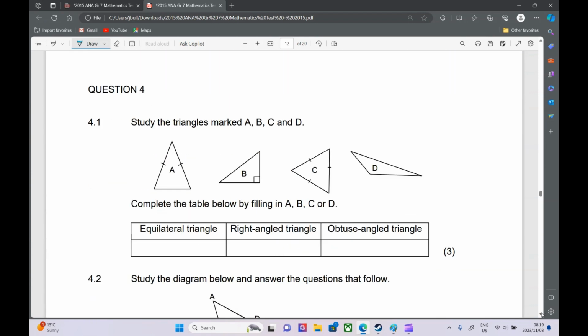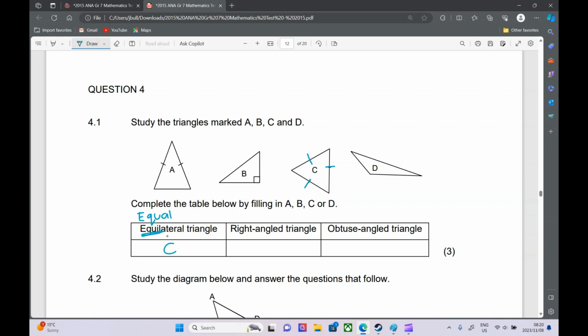Okay, study the triangles marked A, B, C, and D. Complete the table below by filling in A, B, C, or D. We want an equilateral triangle, so let's start with that. Equilateral triangle means all the sides are equal, all the angles are equal. So that would be C. We can see all the sides are equal.